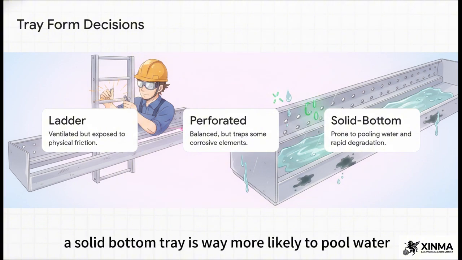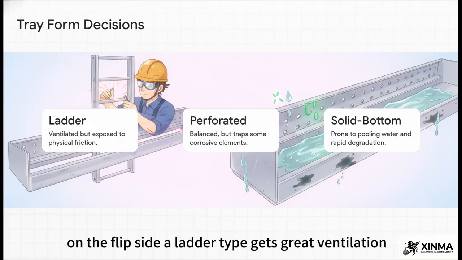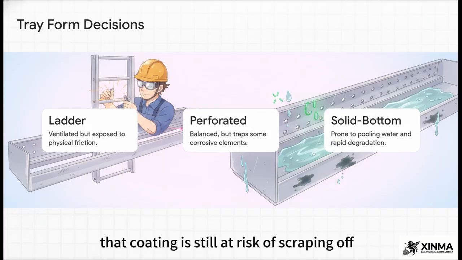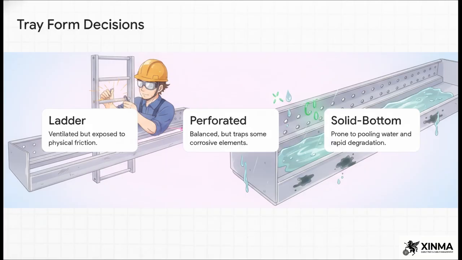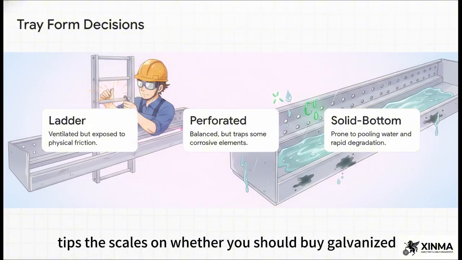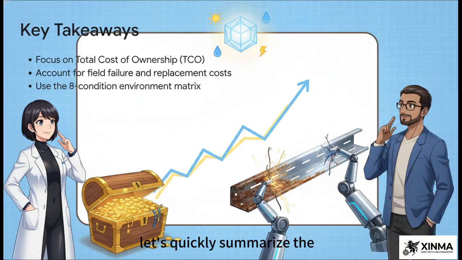For instance, a solid bottom tray is way more likely to pool water or collect corrosive substances, which drastically speeds up the destruction of a galvanized coating. On the flip side, a ladder type gets great ventilation, but if it's subjected to a lot of physical friction, that coating is still at risk of scraping off. The physical form of the tray directly changes its degradation risk, which ultimately tips the scales on whether you should buy galvanized or stainless.